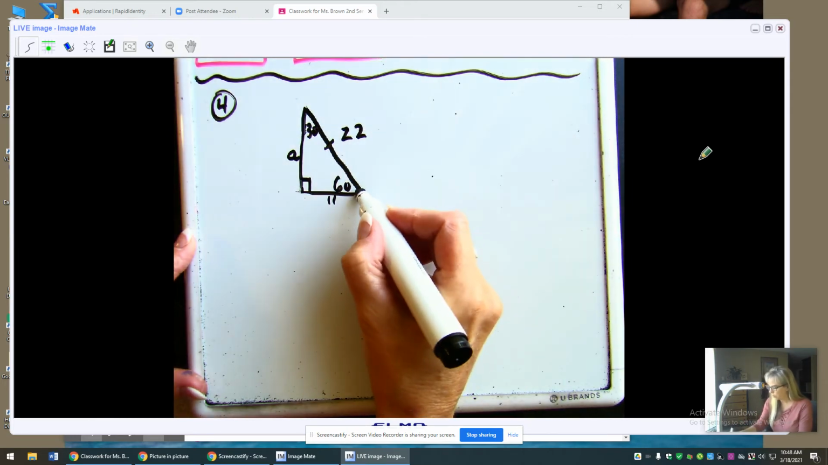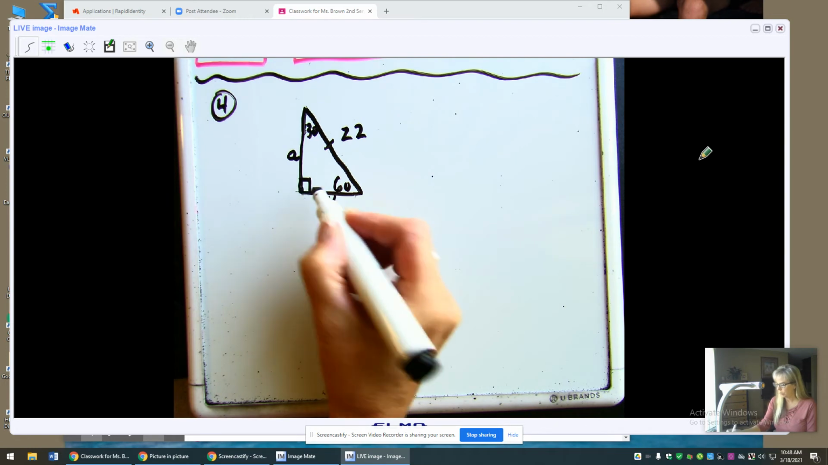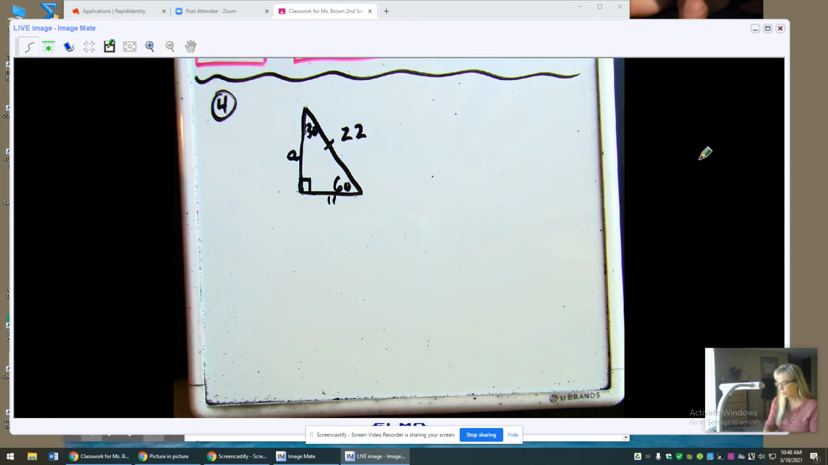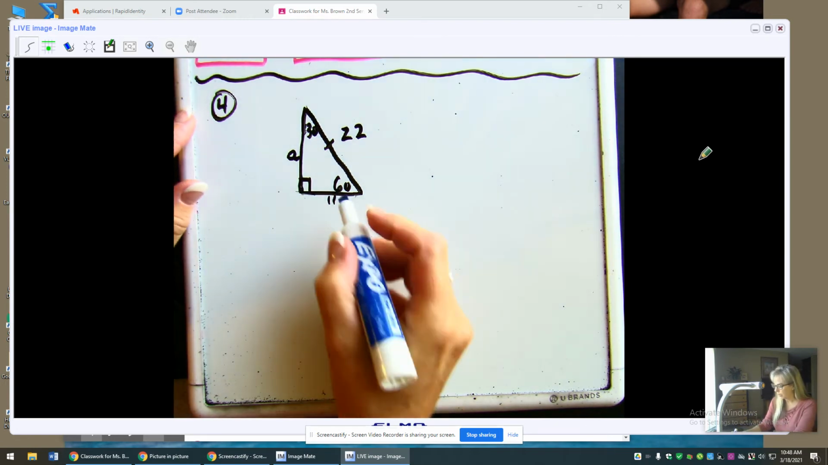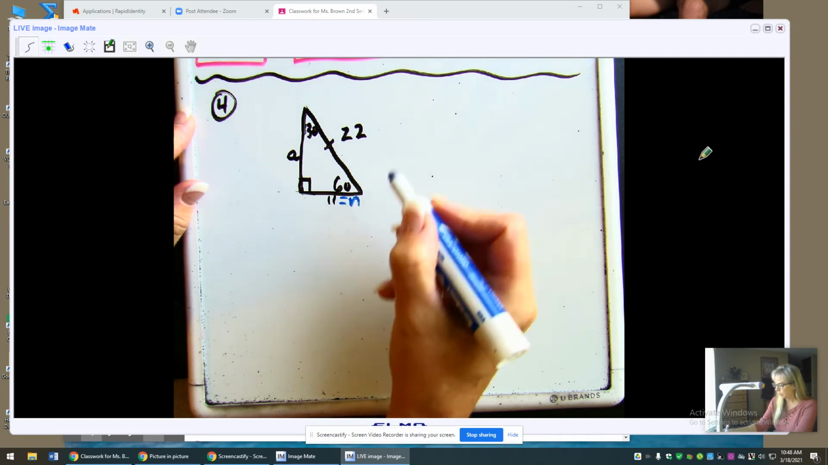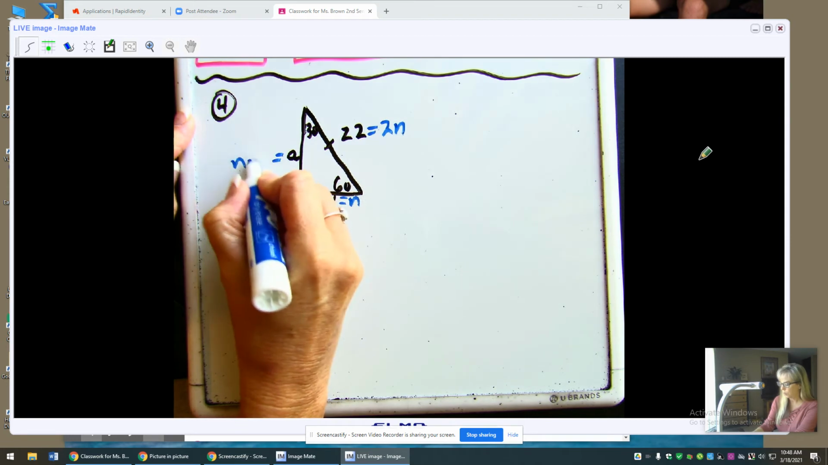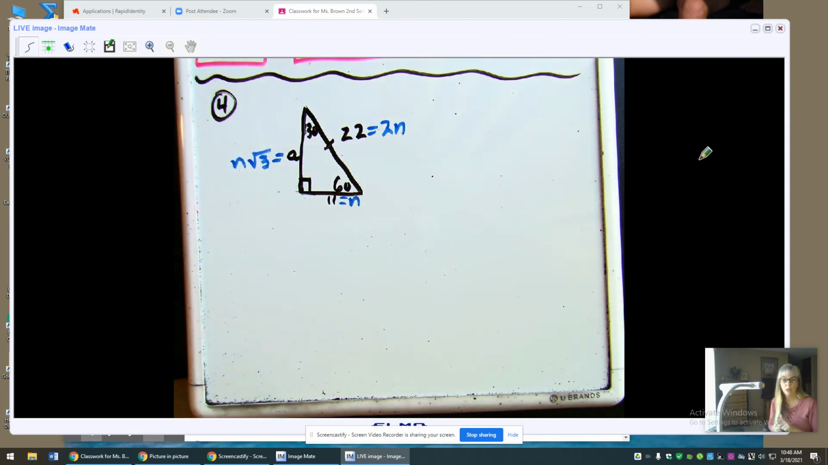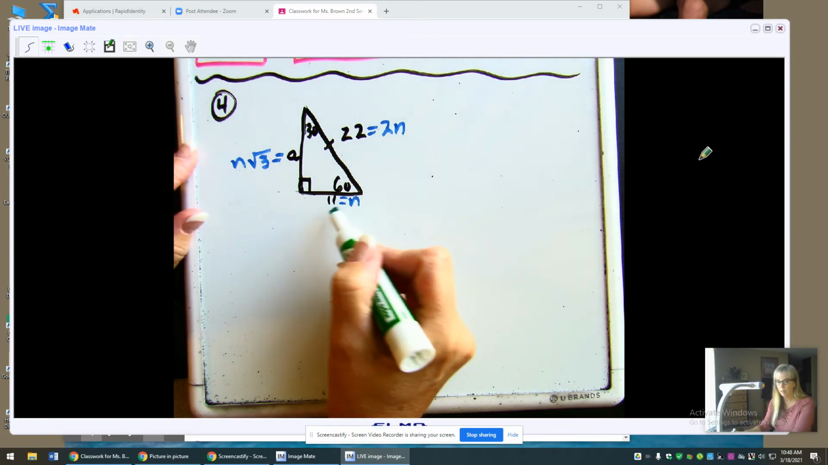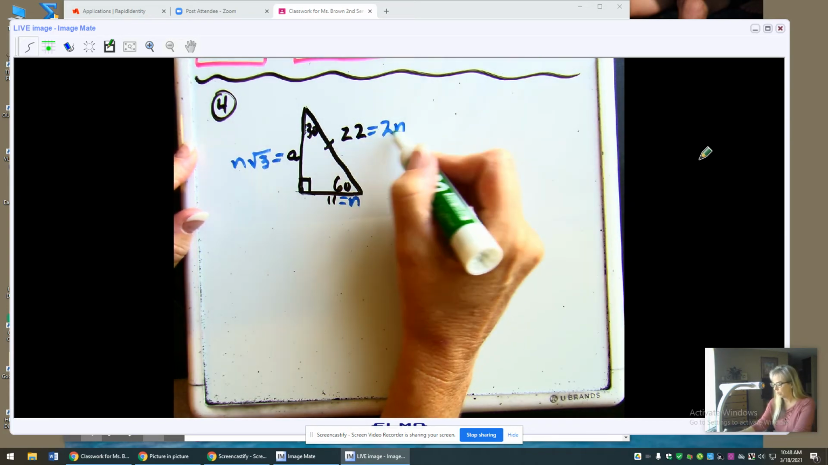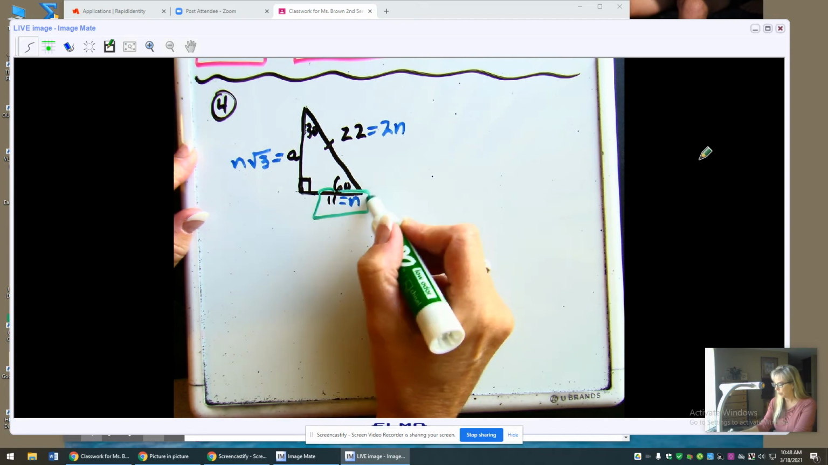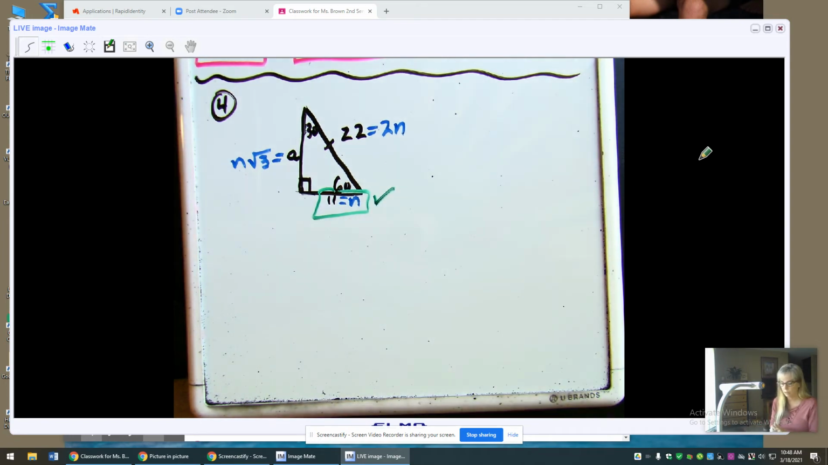I'm going to follow my steps in solving for A. Step 1, label the ratio of the sides. The short leg is n. The hypotenuse is 2n. The long leg is n square root 3. How do I know? Because I have it memorized. You have your notes, you're going to memorize it. Step 2, solve for n. If I didn't have this information, I could divide by 2 here, and I would get this information, but we have it. Step 2 is done.